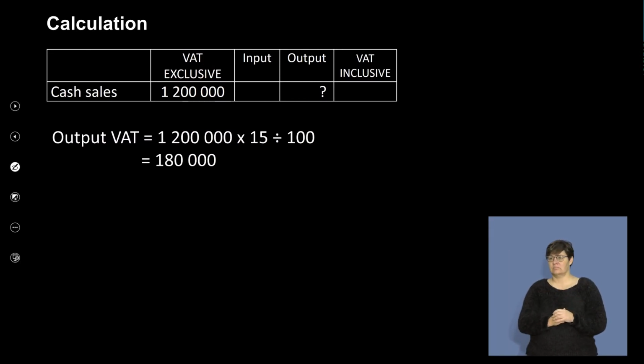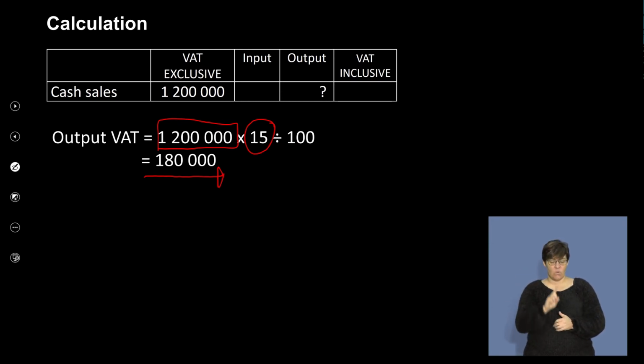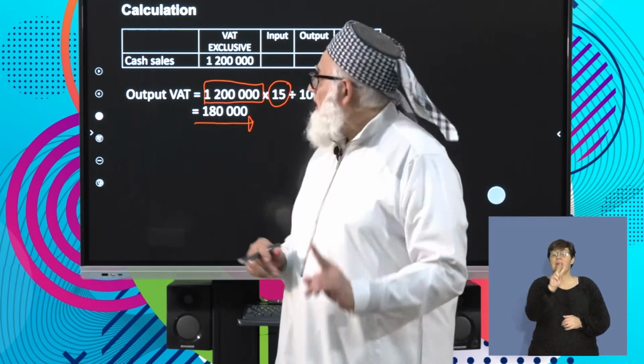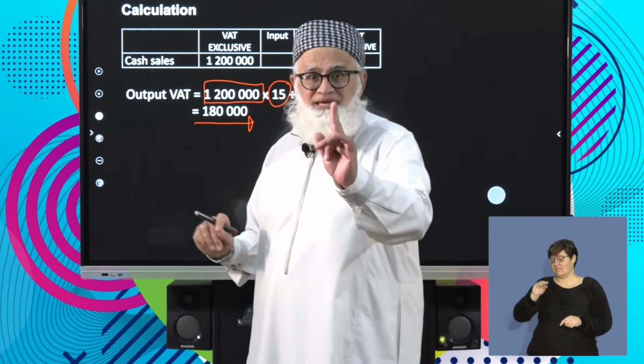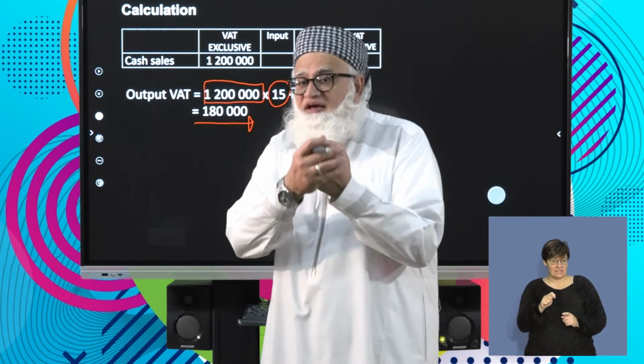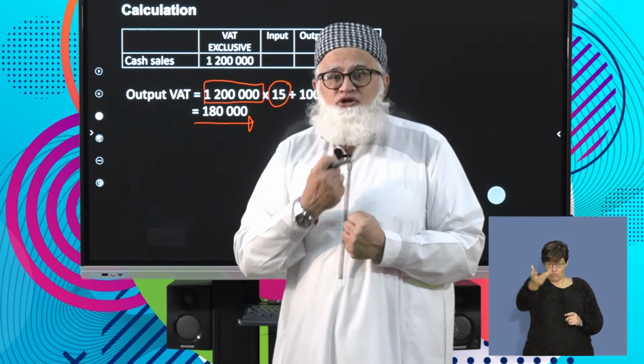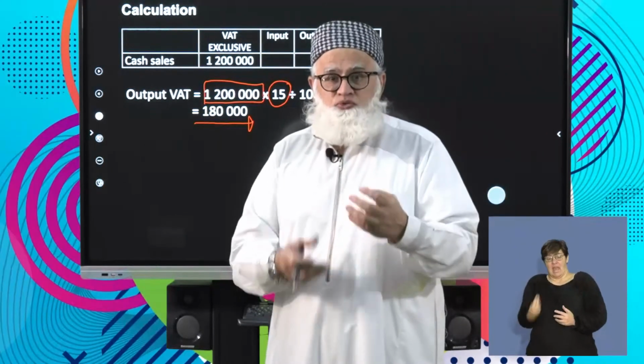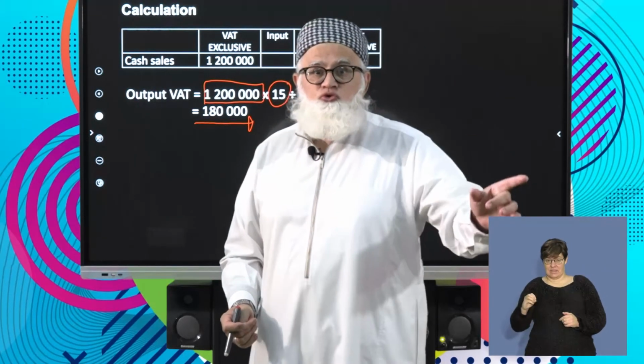Here we can see, there we go. Watch what it is. It's your 1,200,000, which is exclusive of VAT. Add the 15% VAT to it, like I showed you in the calculation, to give you an amount of 180,000. So what is the 180,000? That is the VAT on our sales, meaning it's an output VAT. It's the amount of VAT that we have collected from the end user, from the consumer, which we now have to pay over to SARS.